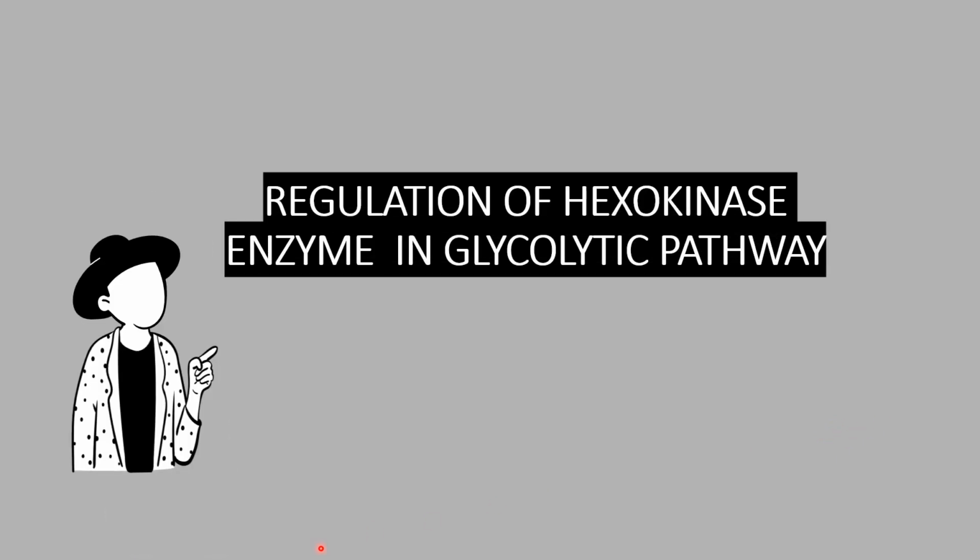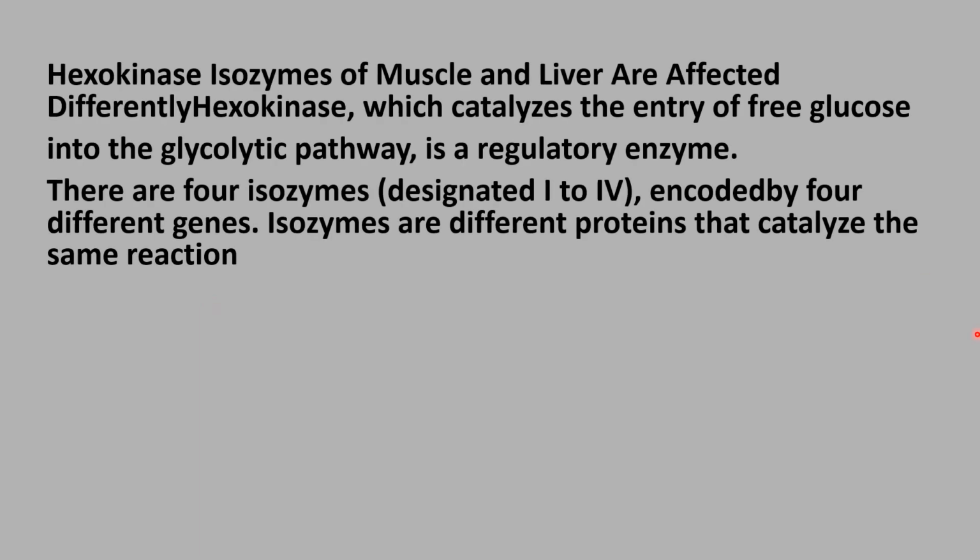Today our topic is the regulation of hexokinase enzyme in the glycolytic pathway. The hexokinase isoenzymes of muscle and liver are affected differently. Hexokinase catalyzes the entry of glucose into the glycolytic pathway. These are the regulatory enzymes. There are four types of isoenzyme, known as hexokinase 1, hexokinase 2, hexokinase 3, and hexokinase 4. These are encoded by four different genes. Isoenzymes are proteins which catalyze the same reaction in different parts of our body.